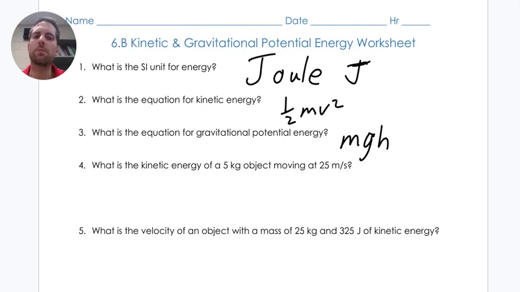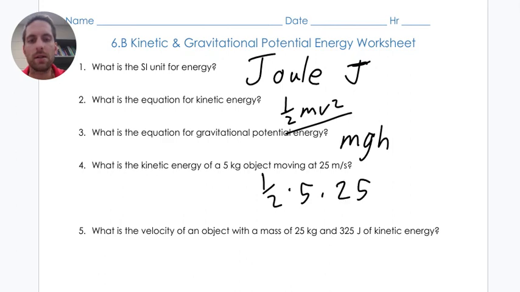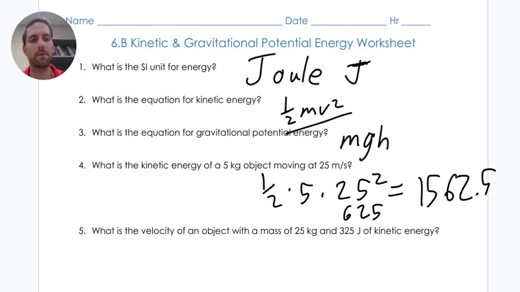Kinetic energy of a 5 kilogram object moving at 25 meters per second is going to be 1/2 mass, using this equation, times velocity squared. So 625 times 5 times 0.5. So that's going to be 1,562.5 joules.